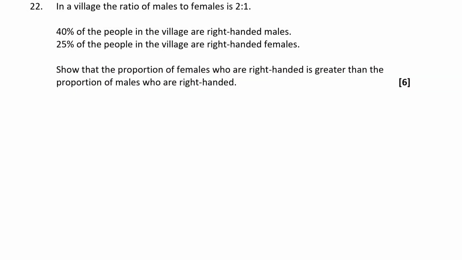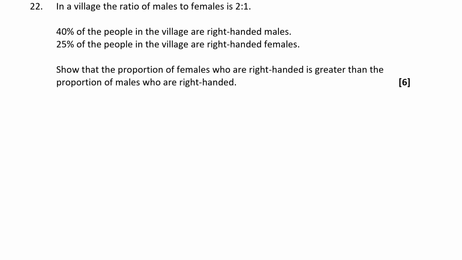Question 22. In a village, the ratio of males to females is 2:1. 40% of the people in the village are right-handed males. 25% of the people in the village are right-handed females. Show that the proportion of females who are right-handed is greater than the proportion of males who are right-handed.